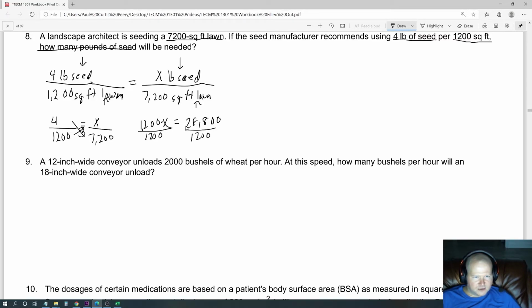Whatever I do to one side, I do to the other. Those cancel out over here, and you end up with x is equal to 24, which means we have 24 pounds of seed. Excellent.